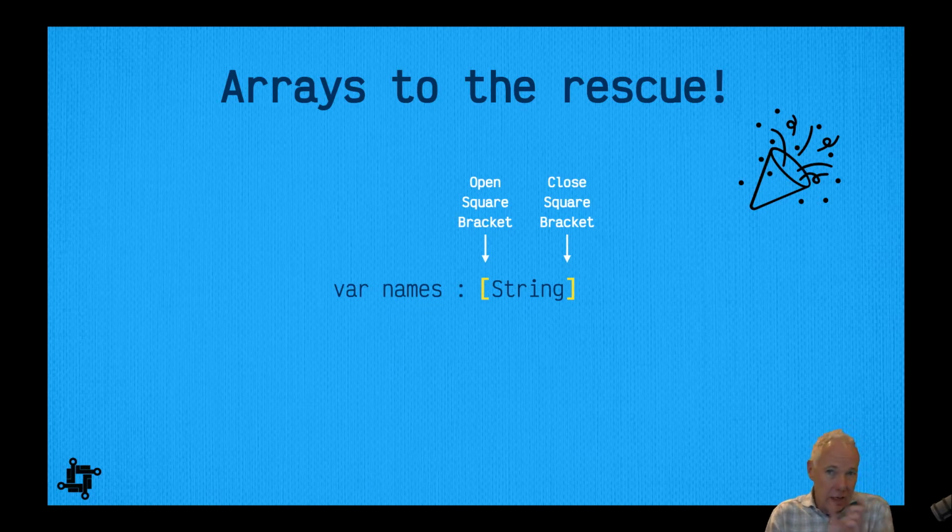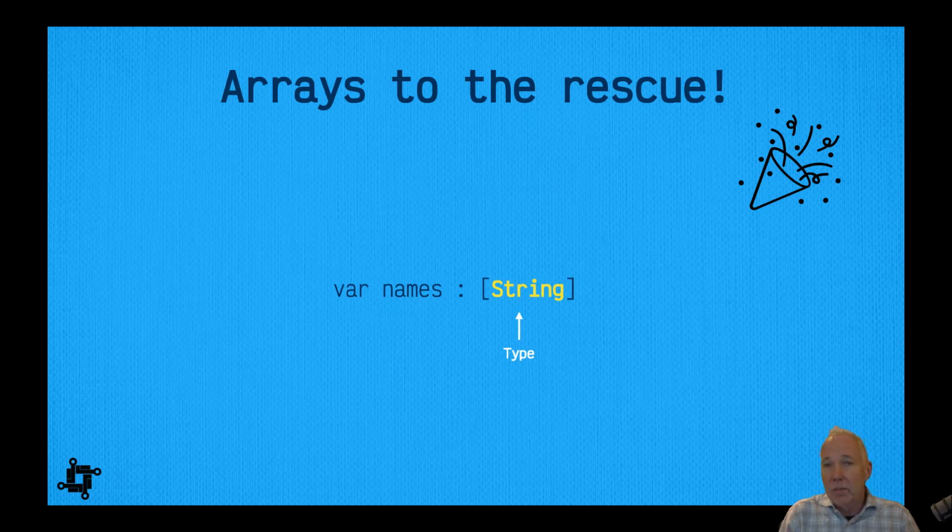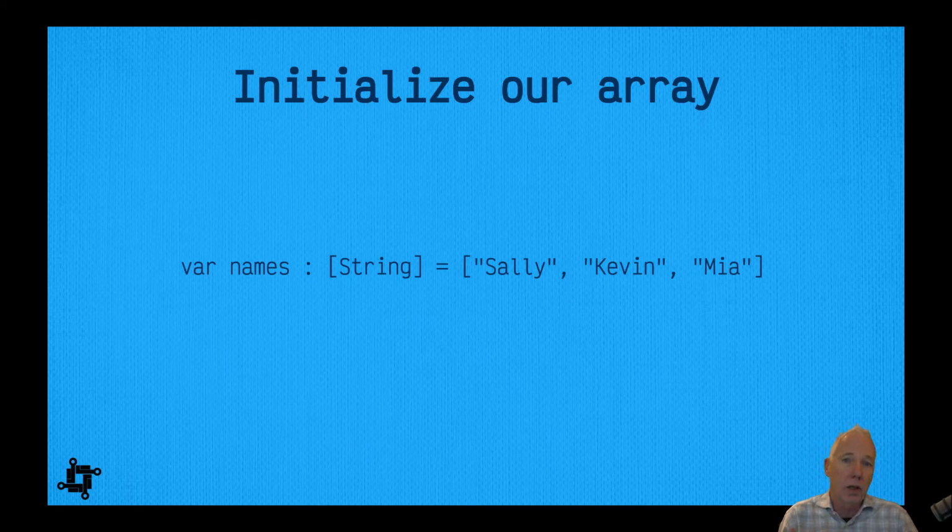So again, it's a type with a left and right square bracket around it will turn it into an array. Again, an array is like a list. And that type can be whatever we want. So we could do strings, we could do integers, we could do any number of types that we want. It has to be the same type, though, throughout the entire list. And then we could initialize it as well. So here we're initializing it with 3 names, Sally, Kevin, and Mia. And now we have 3 different names in a list, all referenced by this variable names.